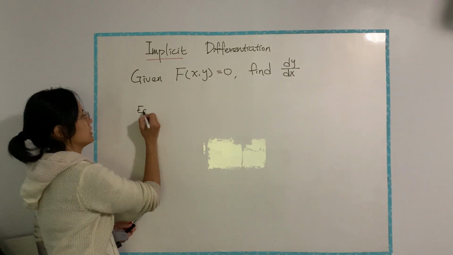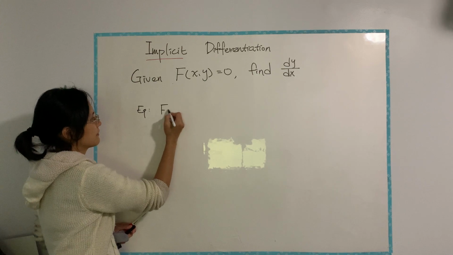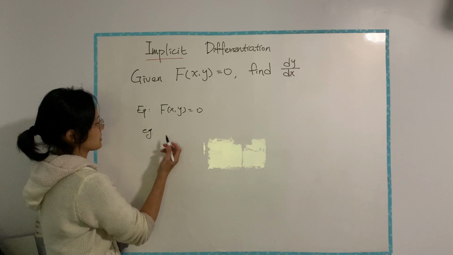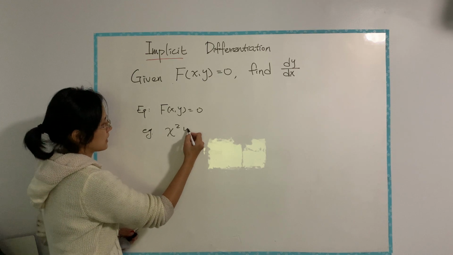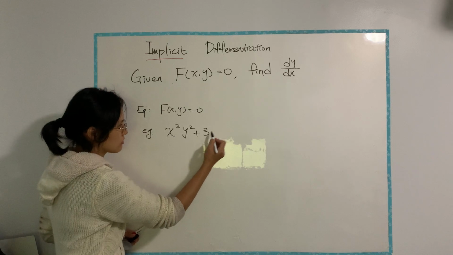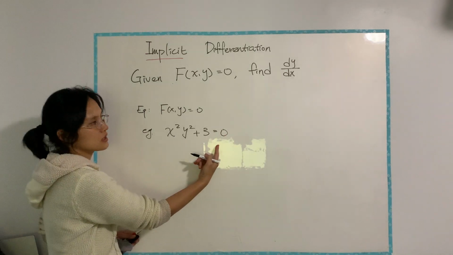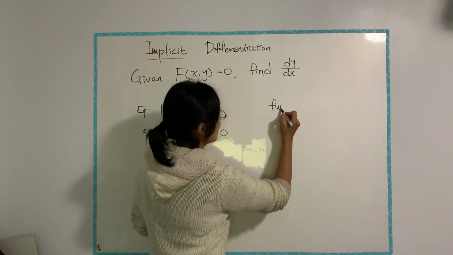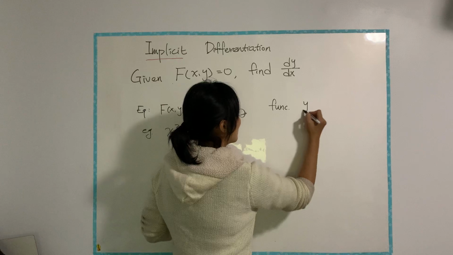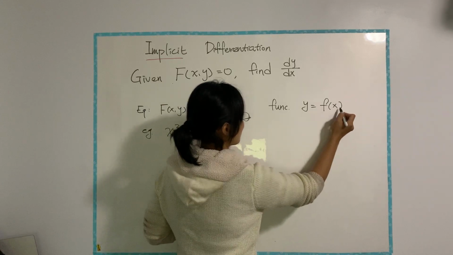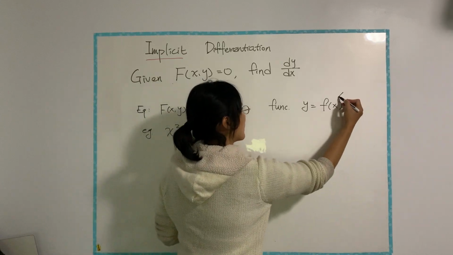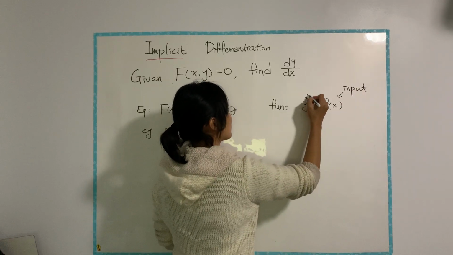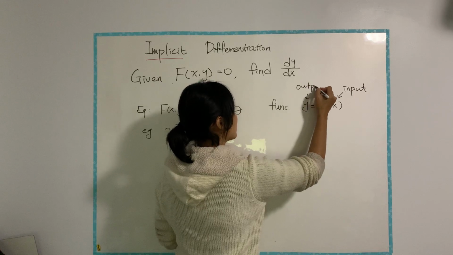So when you're given an equation, f of x, y equals 0, I can give you an example. For example, x squared times y squared plus 3 equals 0. This is the equation. And what you have been dealing with is y equals f of x. So this is a function. You have very clear input and you have very clear output.